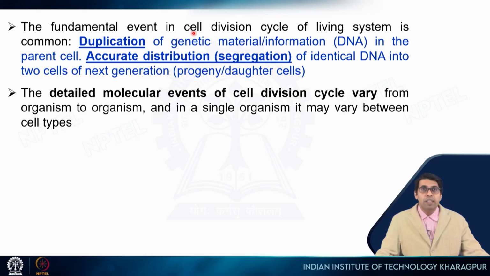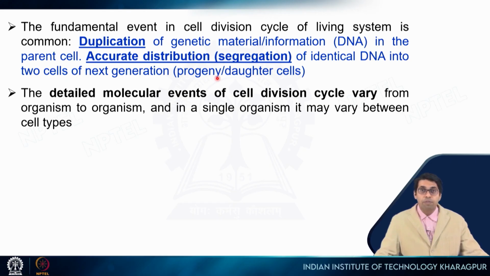So, the fundamental events in the cell division cycle of living systems are common. Whatever cell type we think of, these are the common features: duplication of the genetic material, because that is the most important part of the cell division cycle, and accurate distribution of the identical DNA into the two daughter cells. So, first is duplication of the DNA. All the DNA has to be duplicated. We have 46 chromosomes that will get duplicated to 92 chromosomes, and then each pair will have to be transported into the two daughter cells.